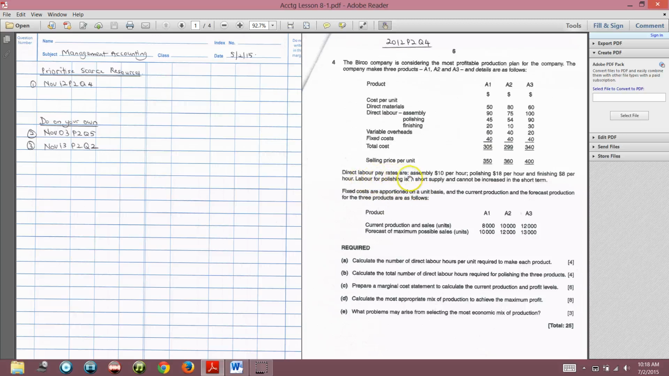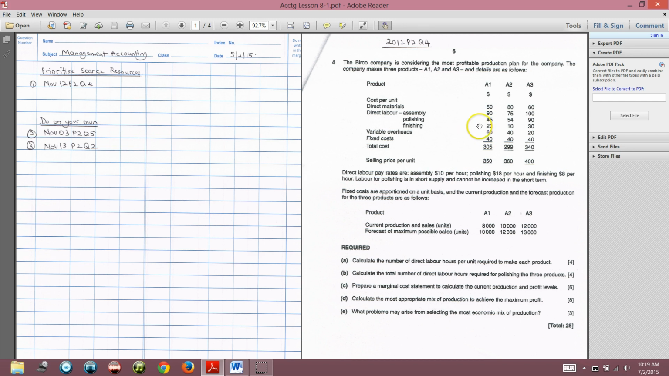It says here direct labor rates are assembly $10 per hour, but here A1 is using 90. The question says calculate the number of direct labor hours per unit to make each product. So from here, can't I tell that A1 requires 9 hours of direct labor for assembly, and then this one, 45 divide by 18, take your calculator. 45 divide by 18 is 2.5 hours for polishing, and then finishing is $8 per hour, so 20 divide by 8.